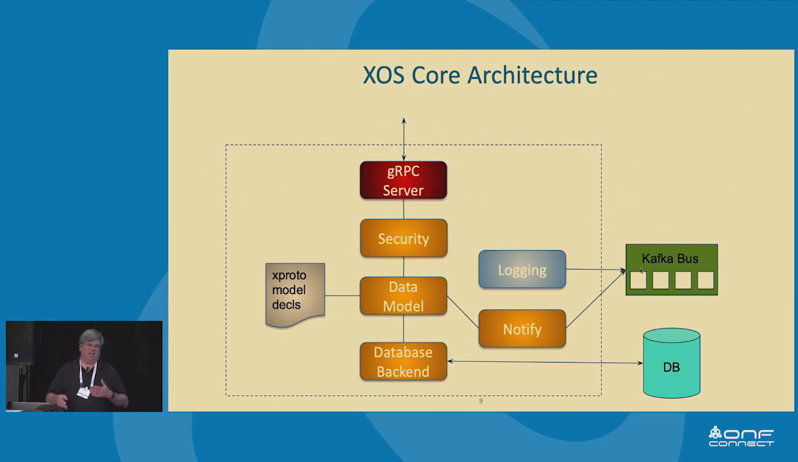Kafka is used in two contexts within the XOS core. One is as a destination for logging. Whenever there's a noteworthy log event in the core, it will send it out to Kafka where it can be collected via our FCAP solution.